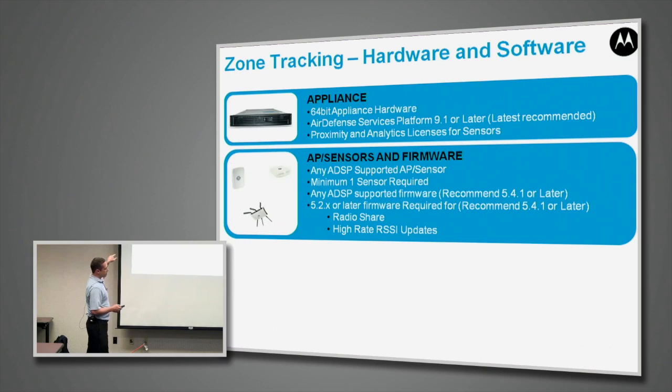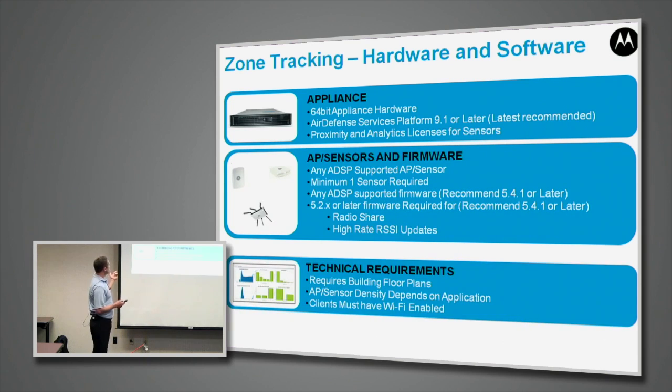Similar requirements, like I said: zone tracking requires 9.1, and with Wing, it does require the same things for the advanced features like radio share and the high rate RSSI updates that we would need to get the quicker detection. And then, of course, to be able to show location, we do require that you load floor plans into the system and place the sensors where they're located in the environment, that type of thing. And then just the client Wi-Fi has to be enabled.